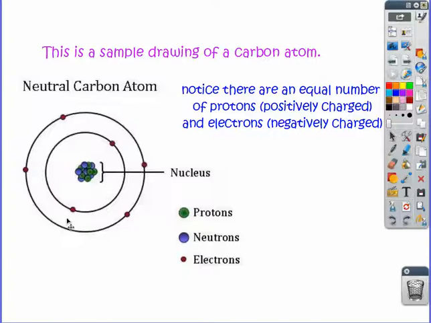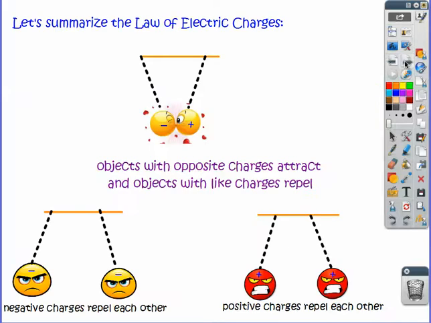You can draw on your notes packet, and you notice that the number of protons and number of electrons would be the same. So this would cause them to be neutral. The number of positively charged protons and the number of negatively charged electrons are equal, so they cancel each other out, and the overall atom is neutral.